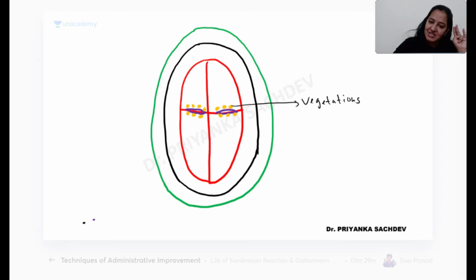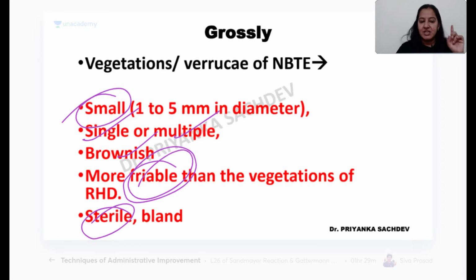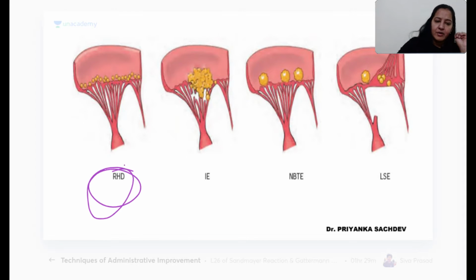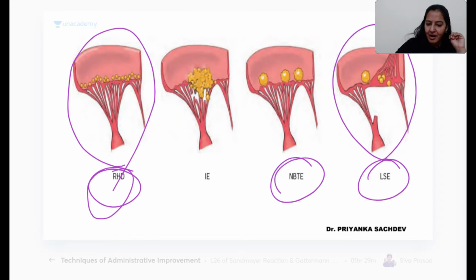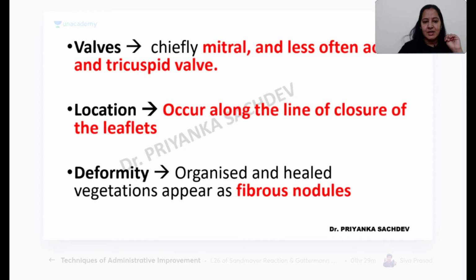So that is the gross. So multiple vegetations are formed. You can see the vegetations in yellow color on the walls. The vegetations are small, single or multiple, friable, and sterile. So compare. This is the first one, rheumatic heart disease. This is the second one, Libman-Sacks. This is the third one, NBTE, non-bacterial thrombotic endocarditis.